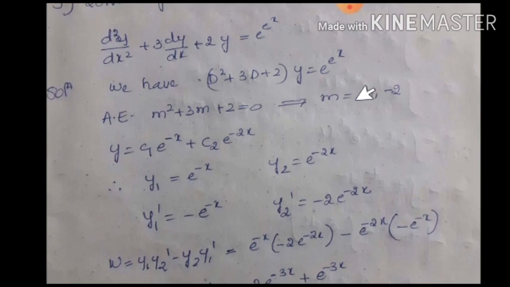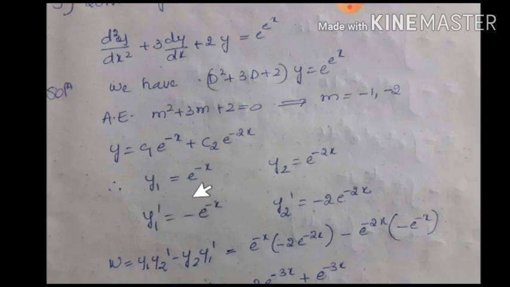Write the auxiliary equation and find the roots: minus 1, minus 2. The complementary function is c1 e to the power of minus x plus c2 e to the power of minus 2x. These are real and distinct roots, not repeated. Then y1 is e to the power of minus x, and y2 is e to the power of minus 2x.